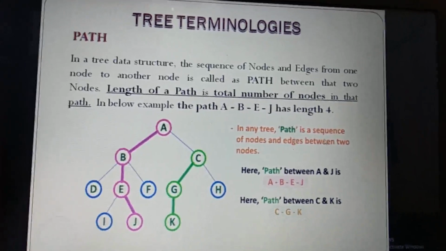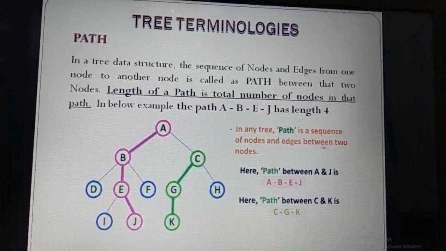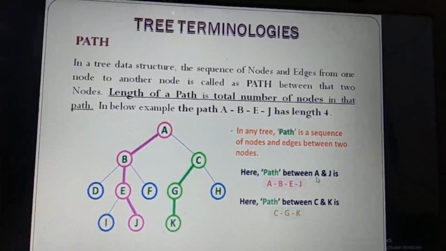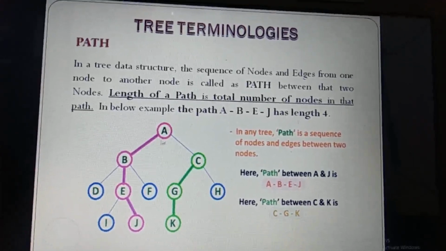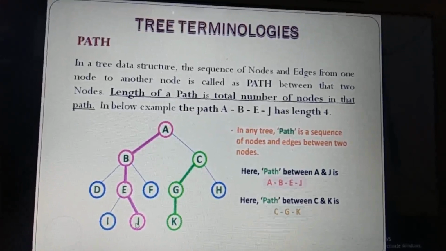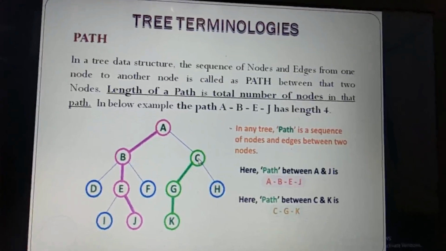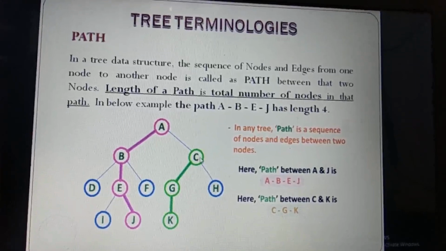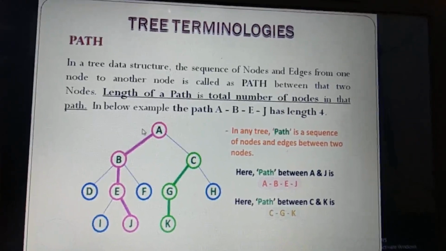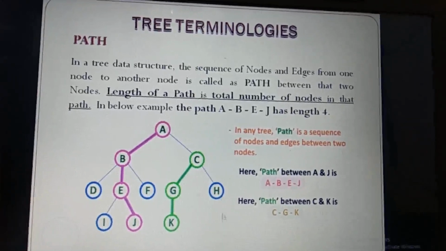In any tree, a path is a sequence of nodes and edges between two nodes. Here, the path between A and J is A to B, B to E, E to J. Here, C to G, G to K is another path. We can take any path from any node to any other node.